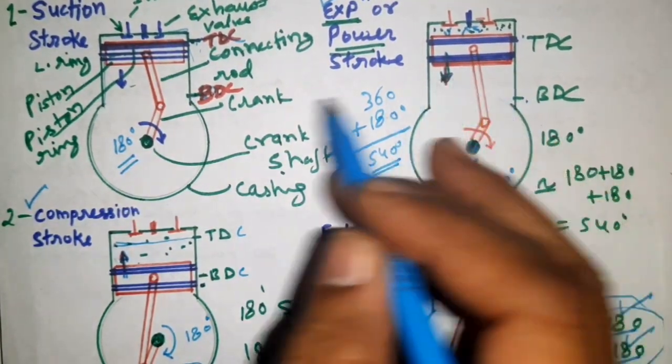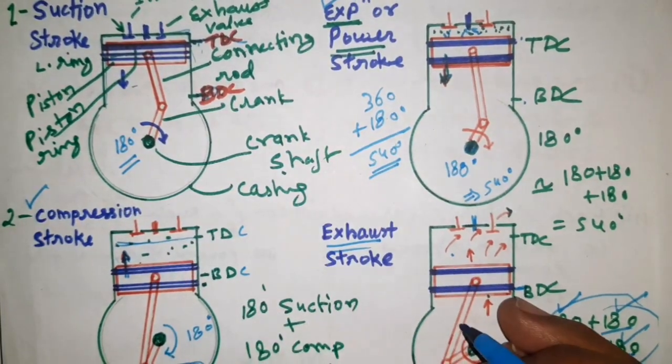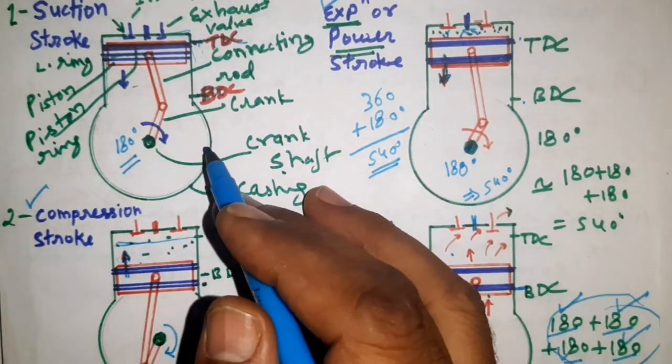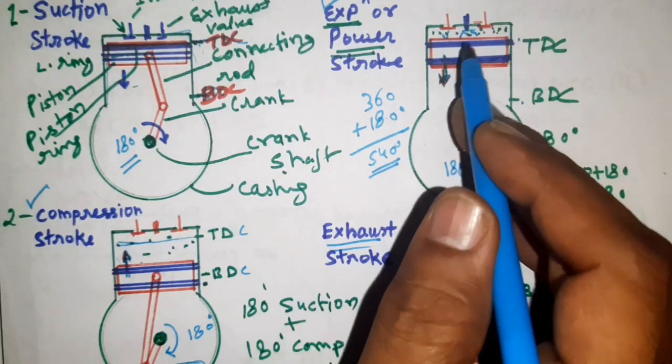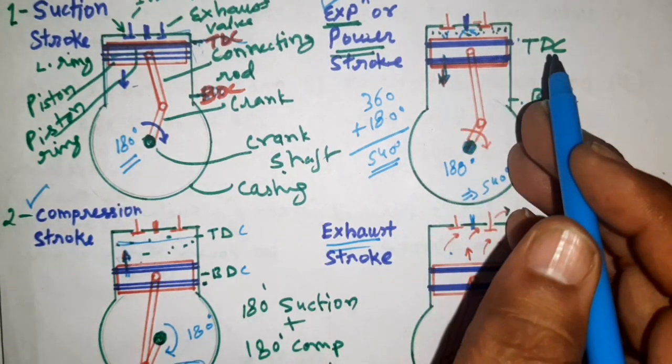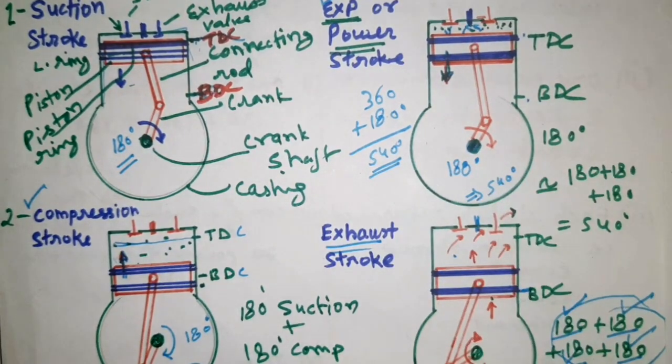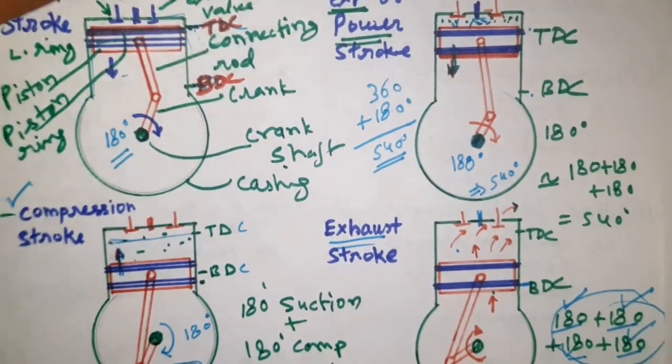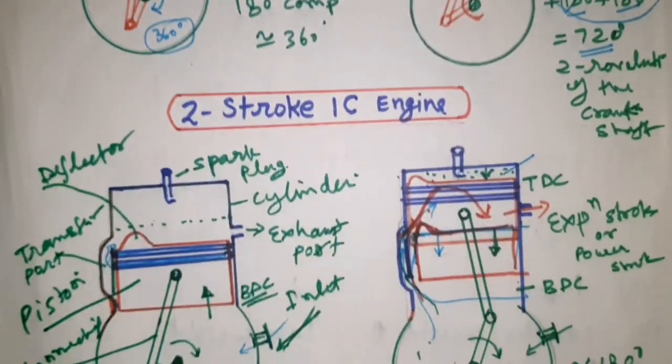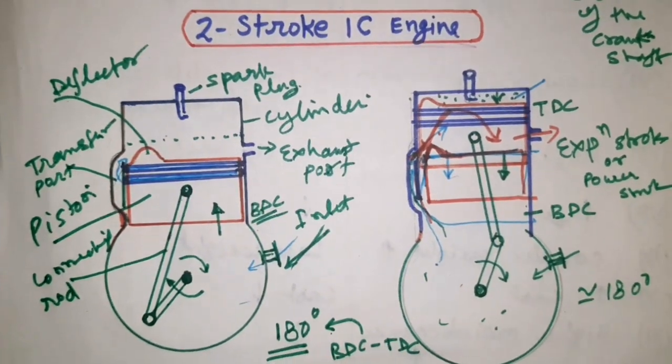The remaining three strokes are completed by consuming the energy produced in the power stroke. So this was the functioning of the four stroke engine. Now we will talk about the functioning of the two stroke engine.